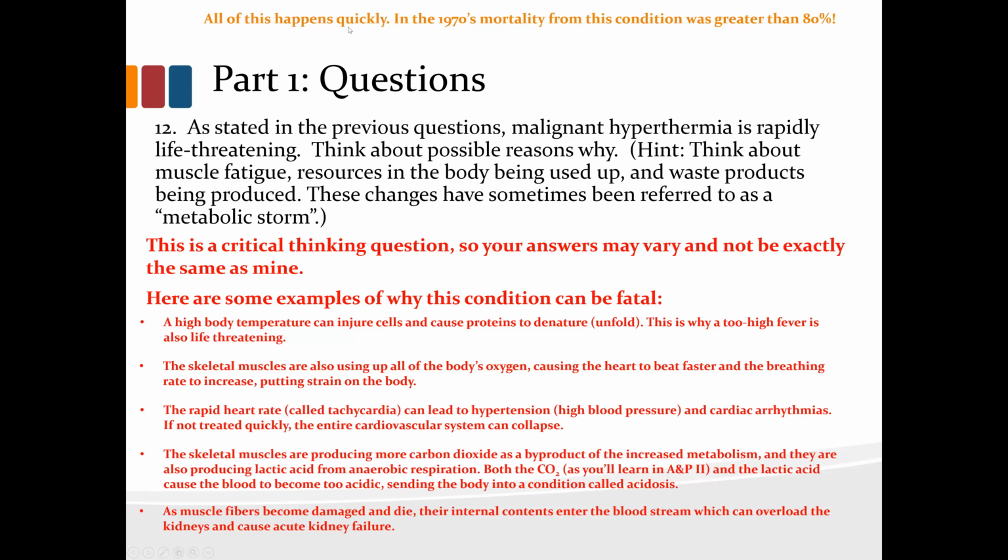And to give you an idea of how serious this is, in the 1970s, if someone had this genetic mutation, often they wouldn't know until they had surgery, and the doctors wouldn't know until the patient suddenly went rigid on the operating table. And the mortality rate was greater than 80%, which means 8 out of every 10 people that this happened to would end up dying on the operating table. However, with current diagnosis and prompt treatment with dantrolene, the mortality rate is now down to less than 5%, so you don't have to worry that you might have this mutation that would cause this reaction.